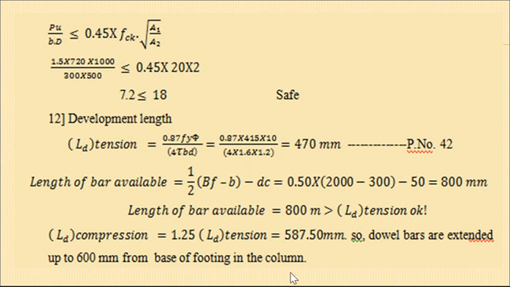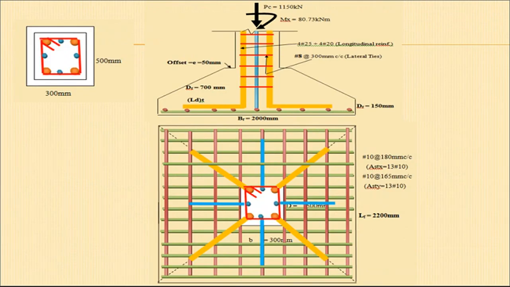Now the development length is similar to the previous problem, and this is the reinforcement detail. Here this is LD on the tension side, and this is the LD on the compression side, and that's why we can say that this bar is called the dowel bars. Now this is the reinforcement detail. This is the reinforcement along X direction, this is the reinforcement along the Y direction.